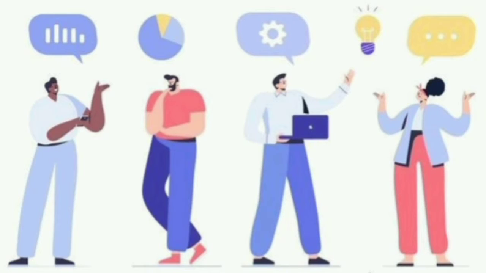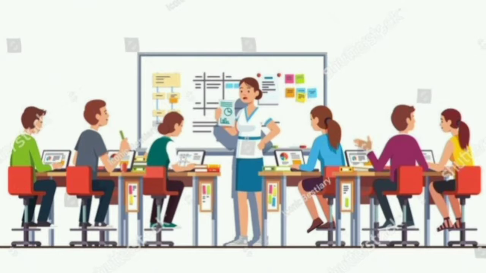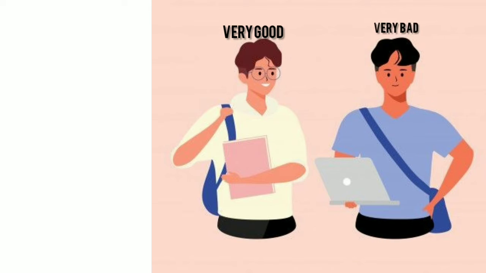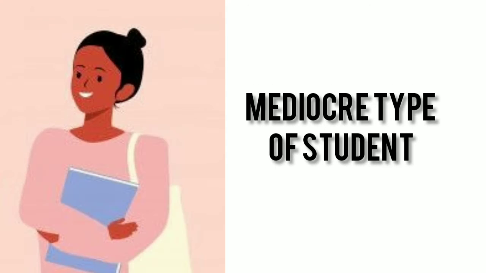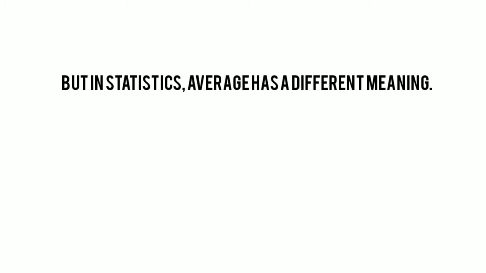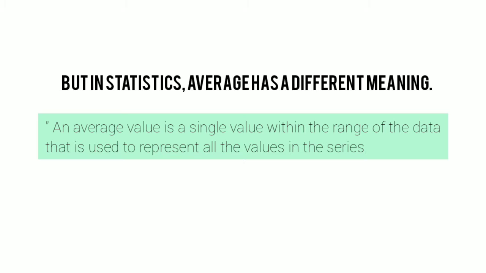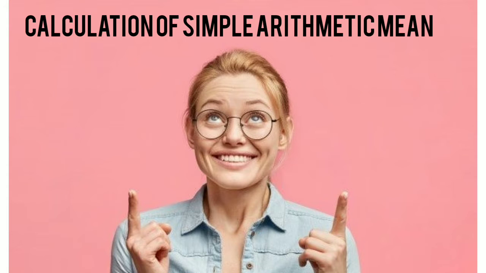The word average is commonly used in our day-to-day conversations. Like, for example, we take an average student in the classroom, and what we mean by that is the student is neither very good nor very bad, just a mediocre type of student. But in statistics, average has a different meaning and is defined as a single value within the range of the data that is used to represent all the values in the series. And in this video, I'm going to be demonstrating the calculation of simple arithmetic mean by direct and shortcut methods.